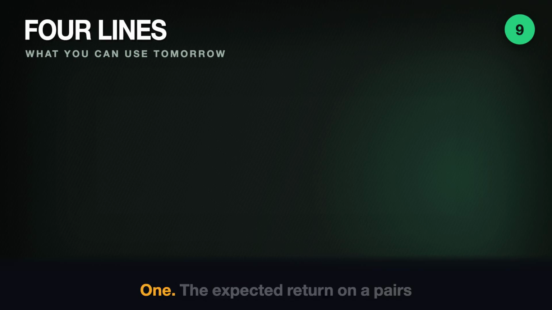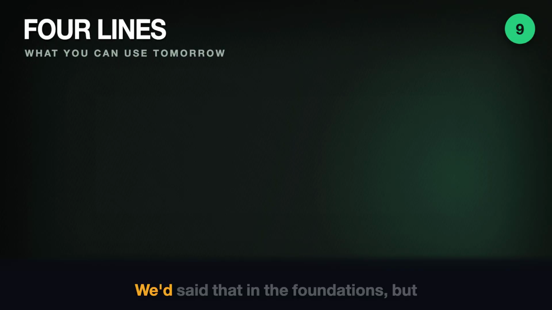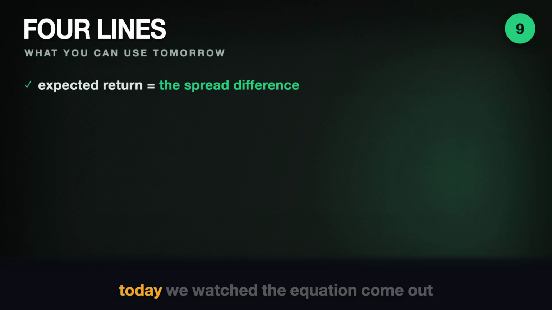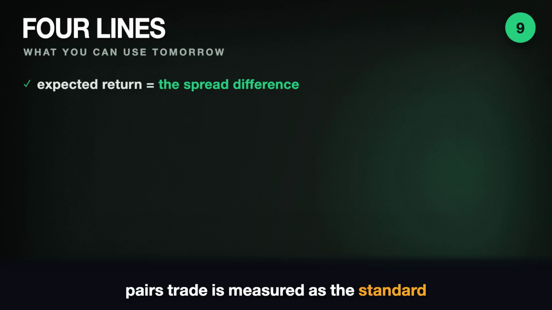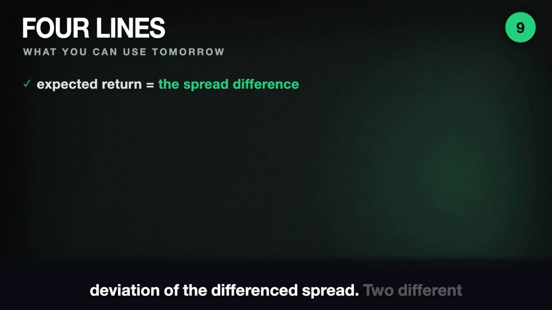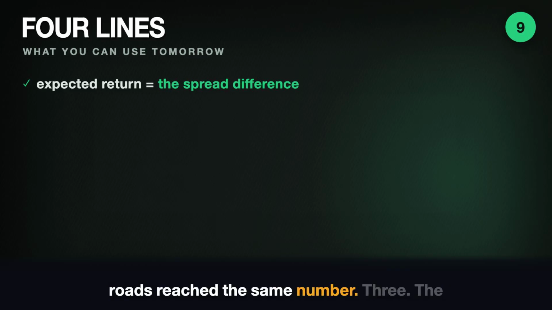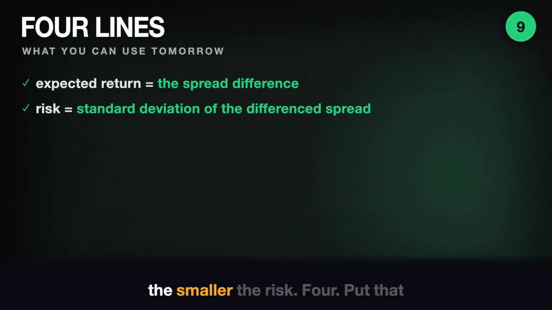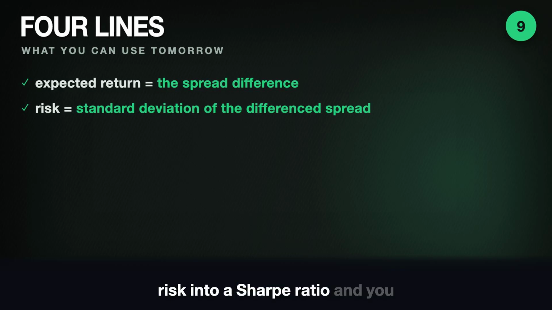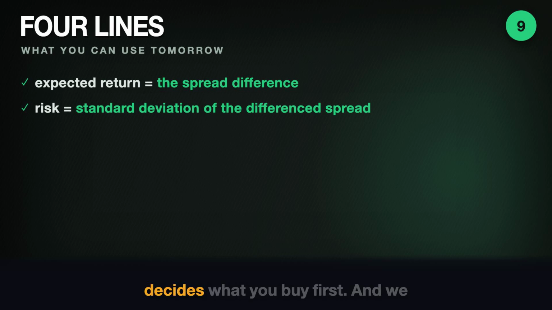4 lines. 1. The expected return on a pair's trade is the difference in the spread. We'd said that in the foundations, but today we watched the equation come out of CAPM. 2. The risk of a pair's trade is measured as the standard deviation of the difference spread. 2 different roads reached the same number. 3. The closer the cointegration coefficient is to 1, the smaller the risk. 4. Put that risk into a Sharpe ratio and you can rank your pairs, and rank decides what you buy first. And we got one more thing today.